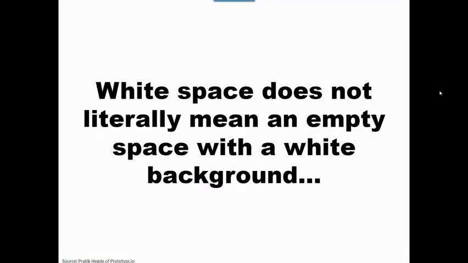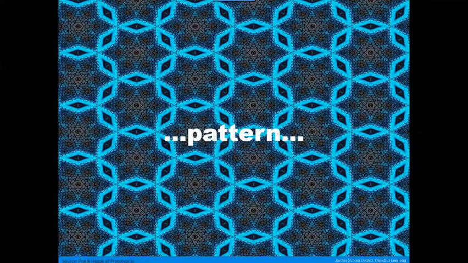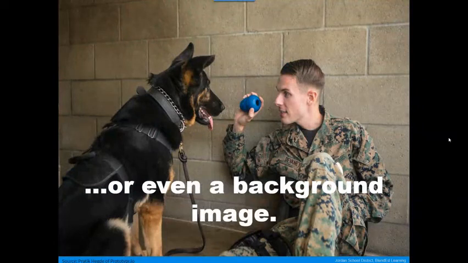White space does not literally mean an empty space with a white background. It can be of any color or texture or pattern, or even a background image. Practical Haig states, white space in design composition is the same as the use of silence in a musical composition. Without the proportionate use of silence, music is unstructured, and some call it noise. Similarly, without white space, the design is unstructured and difficult to consume.